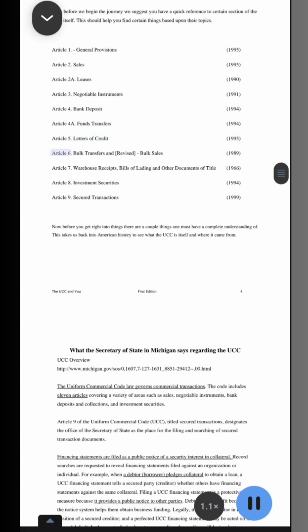Article 5, Letters of Credit, 1995. Article 6, Bulk Transfers and Revised Bulk Sales, 1989. Article 7, Warehouse Receipts, Bills of Lading and Other Documents of Title, 1966. Article 8, Investment Securities, 1994. Article 9, Secured Transactions, 1999. Now before you get right into things, there are a couple things one must have a complete understanding of. This takes us back into American history to see what the UCC is itself and where it came from.